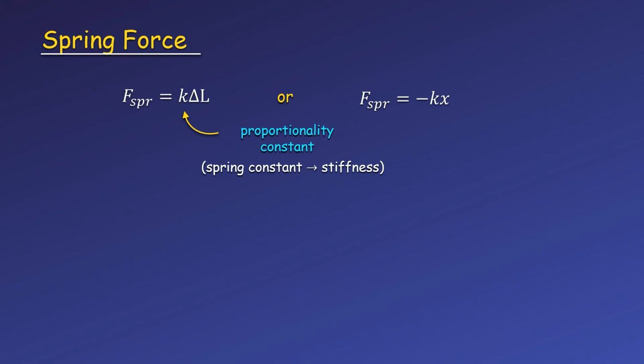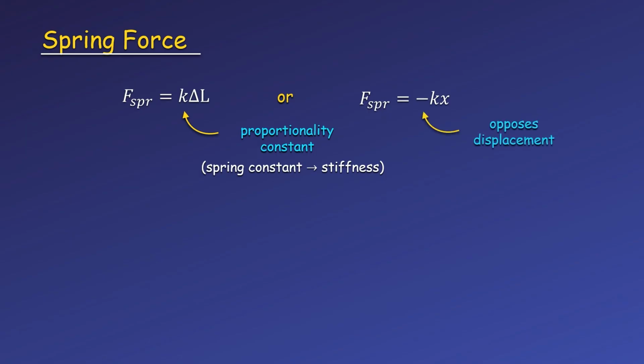A large value of k is said to be a stiff spring, so it takes a lot of force to stretch the spring a small amount. A spring with a low value of k is called a soft spring, and it doesn't take much force to stretch it or compress it. The fact that the spring force is directly proportional to the displacement means that stretching the spring twice as far will take twice the force, or equivalently, stretching the spring twice as much will cause the spring to exert twice as much force. We also see the spring force written as minus k times x.